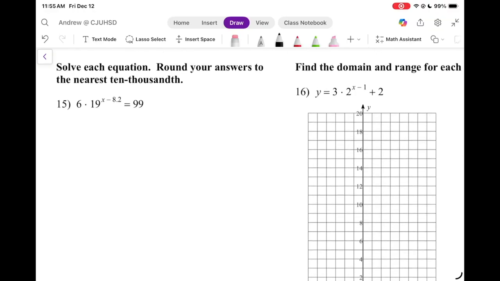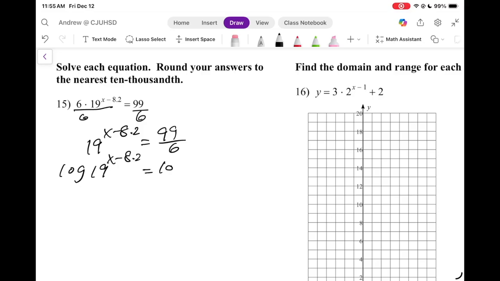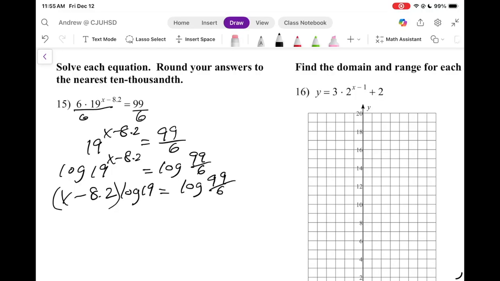I give you a lot of these ones, like number 15. Should be able to do these really well. It's almost the same as the last one like this. We've got to put the log on both sides so we can bring the exponent down to the level of the regular numbers. You need parentheses there because you don't want the log to look like it's just getting multiplied by the 8.2. It's actually getting multiplied by both because both were in the exponent.